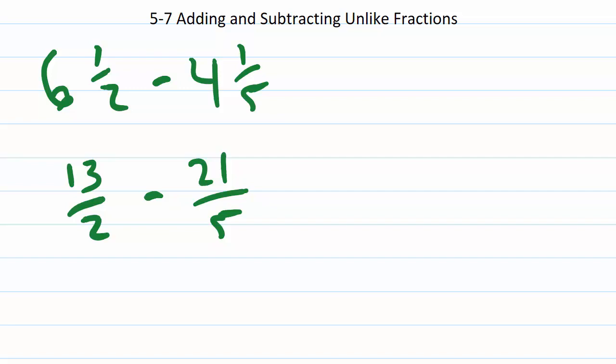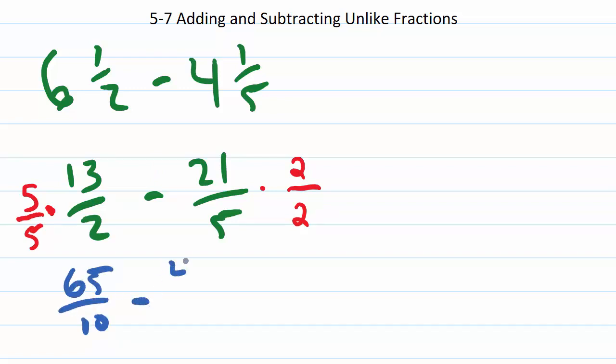So what I'm going to do is build the first fraction to an equivalent fraction with a denominator of 10, and I can do that by multiplying 2 times 5. So I'm going to multiply by 5 over 5 because I can't change the value of 13 halves. The second fraction, building it to an equivalent fraction with a denominator of 10, I'm going to multiply by 2 over 2. Now I can just do this calculation, and what I get is 65 over 10 minus 42 over 10.